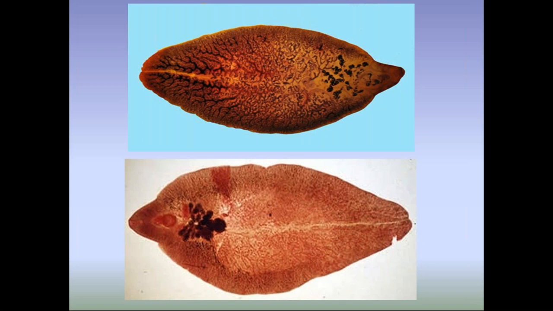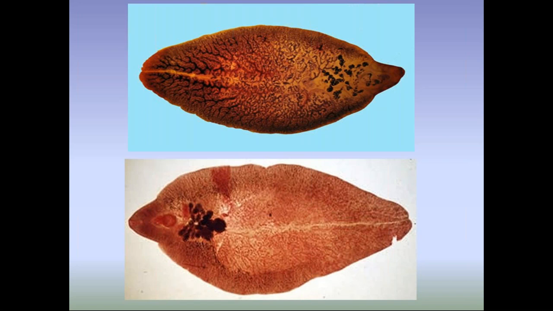It is a leaf-shaped adult worm. Fasciola hepatica has a leaf shape. Please all of you see the leaf shape. It is like a leaf. Along with that, the other organs are there: oral sucker, ventral sucker, genital pore, uterus, ovary, testes, and the GIT.